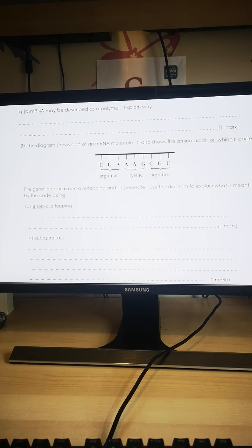Okay, so I'm going to put the answer up now. So it's made up of many nucleotides. That's the evidence we describe it as a polymer, because these nucleotides are, of course, monomer units. The same or similar units, many of them joined together by condensation reaction.